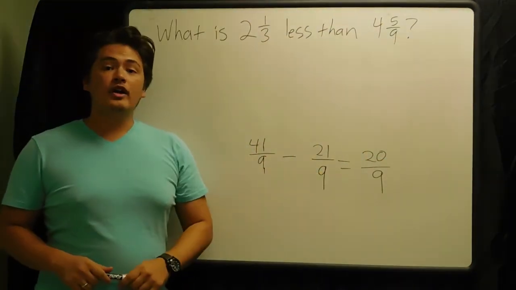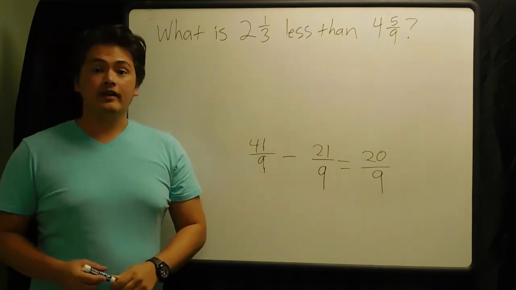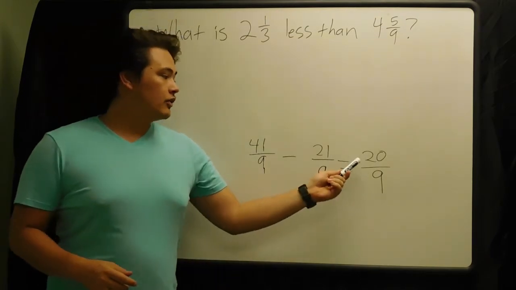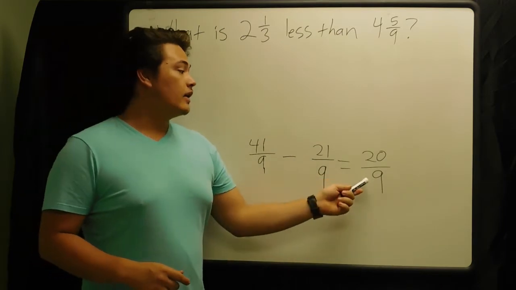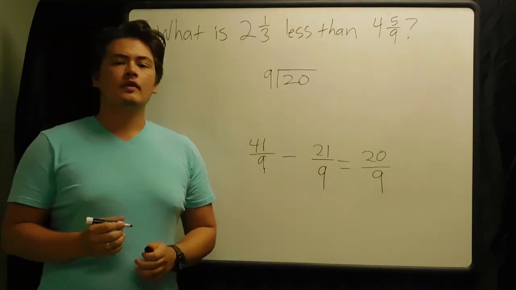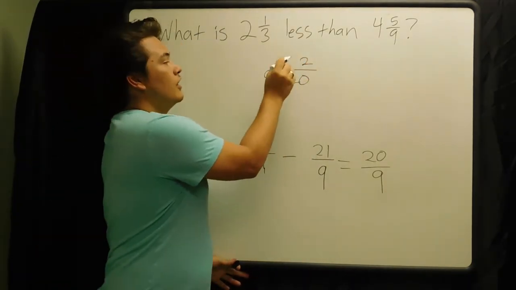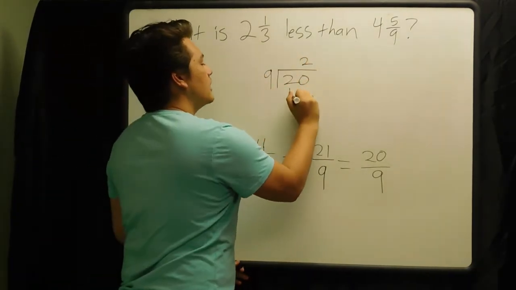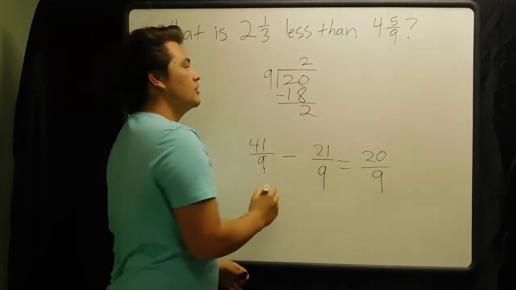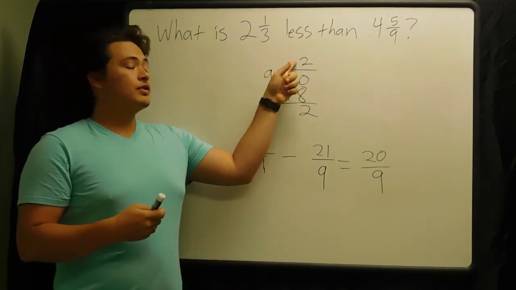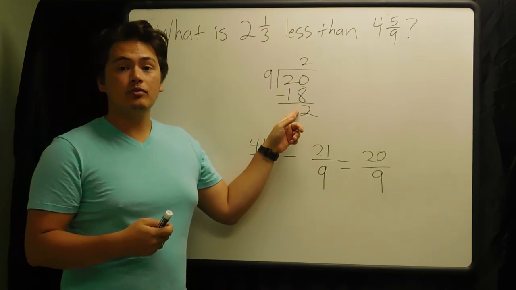So now that I got 20 over 9, I'm going to make it into a proper fraction like this. How do I make 20 over 9 a proper fraction? I'm going to divide 9 into 20. So 9 can go into 20 2 times. 2 times 9 gives me 18. 20 subtracted by 18 is going to give me 2. This 2 is going to be my whole number, and this 2 is going to be my numerator.